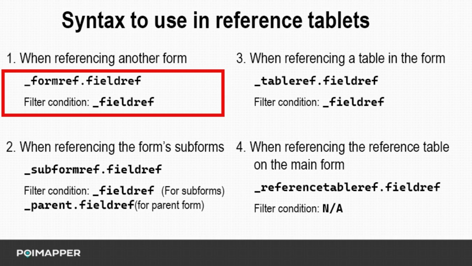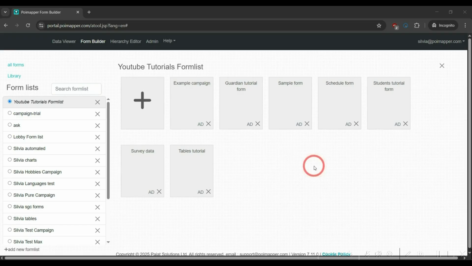To set a condition that compares fields from the form containing the reference table against those of the referenced form, simply invoke its fields directly using the syntax _field reference. Let's go through some examples to illustrate the concept.